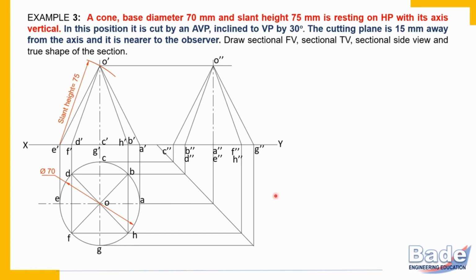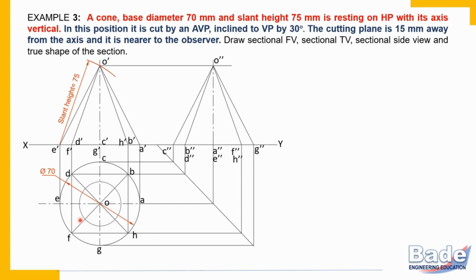Now let's focus on the cutting plane line. Draw a circle of radius 15 millimeters. What is the logic behind that? Any line which is drawn tangent to the circle will be at a distance of 15 millimeters from the axis, or from point O. That is why with 15 millimeter radius we have drawn this circle.